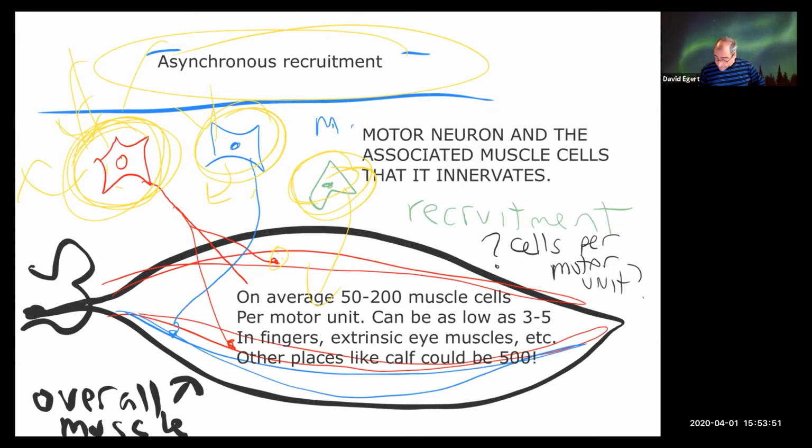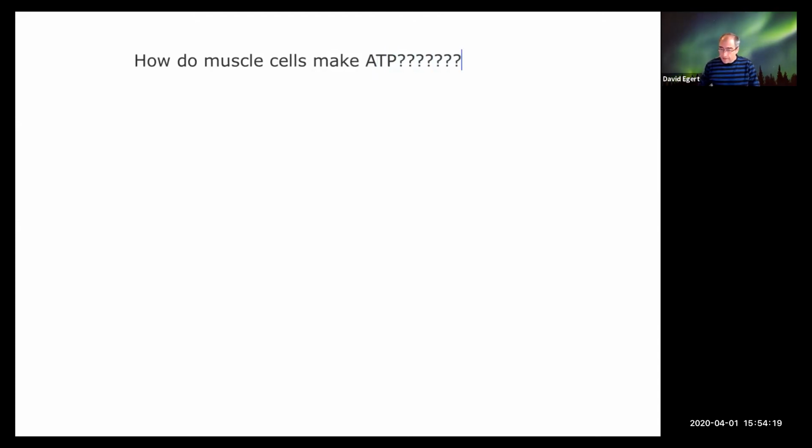Okay. All right. So the other thing we're going to talk about for skeletal muscle is fast versus slow twitch fibers. But before we talk about that, we need to talk about how muscle cells make ATP. Because if you don't got ATP, none of this is going to work. So ATP, power source of all of this.